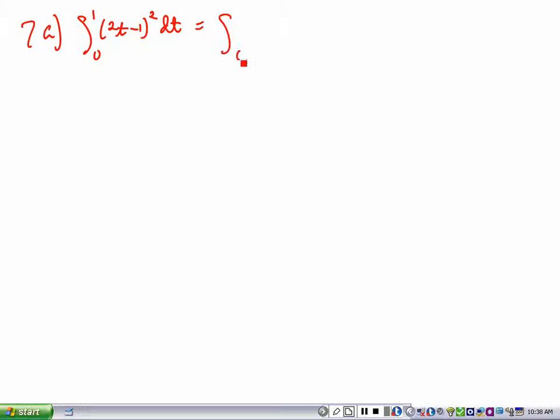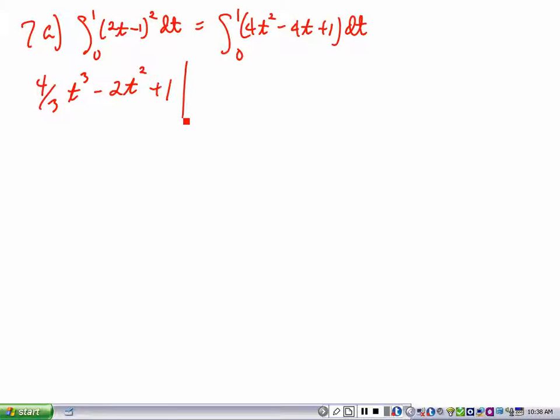So we FOIL all this out. So we have 4t squared minus 4t plus 1 dt. So we integrate, we get 4 thirds t to the third minus 4t squared divided by 2. So that's just 2t squared plus t, evaluated from 0 to 1.